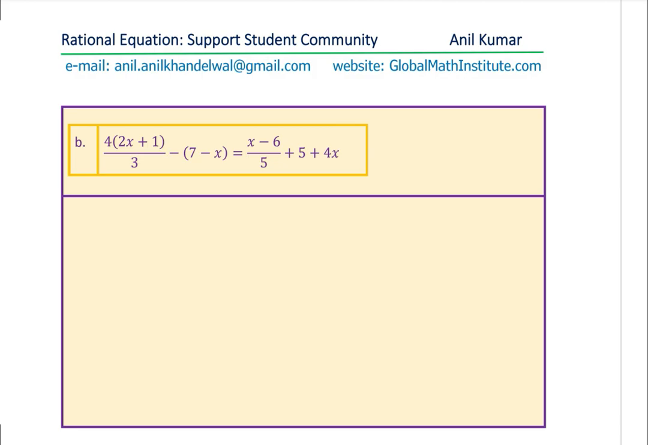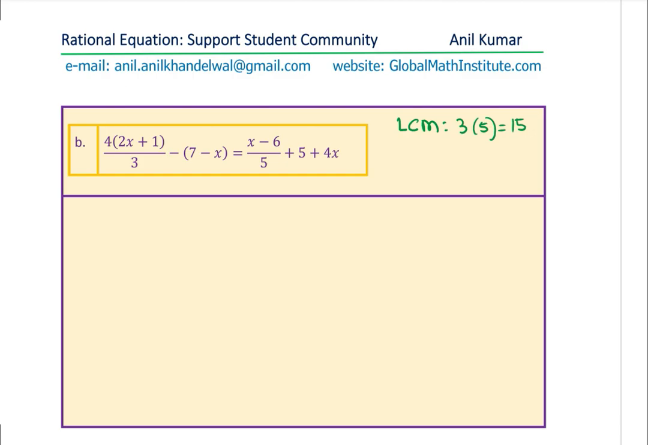Okay, so let's begin with the LCM. So what is the LCM for us? LCM is 3 times 5, right? They do not have anything in common, so we get 15 as the LCM. So we are going to multiply each term with 15. So let me show you this.